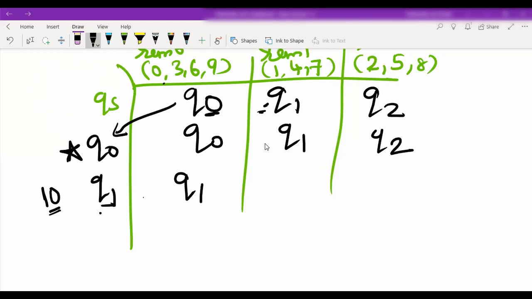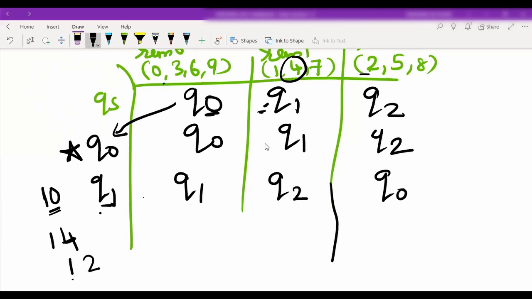Now again Q1, the previous remainder is 1 and the next bit is, for example, 4. So that is number 14. Number 14 when divided by 3 leaves the remainder 2. That's why it is going to the Q2 state. Now the current remainder Q1 represents 1 with the next bit as, for example, 2. So 2 will be at the unit place and 1 will be at the tens place, making number 12. Number 12 is completely divisible by 3. That's why we are moving to state Q0.